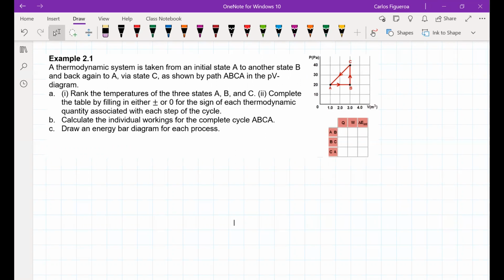Complete the table by filling in either plus or minus or 0 for the sign of the thermodynamic quantity associated with each cycle. Then B, calculate the individual workings of the complete cycle. And then C, draw an energy bar diagram for each process.